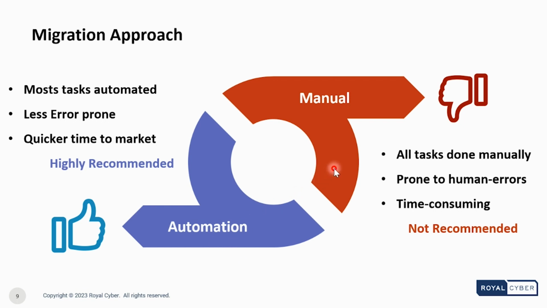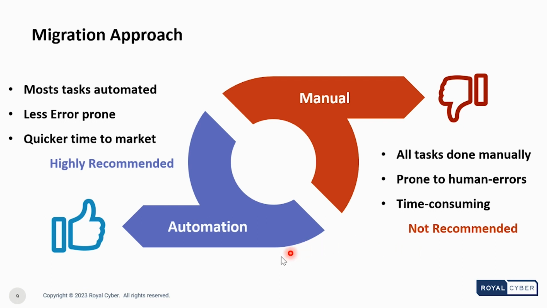Right. So, with the manual approach, all the tasks are done manually, which really takes a lot of time and is prone to human errors, right? We don't recommend it, especially in this age of hyper automation, AI, and ChatGPT. I think there should be a better way of doing stuff, right?